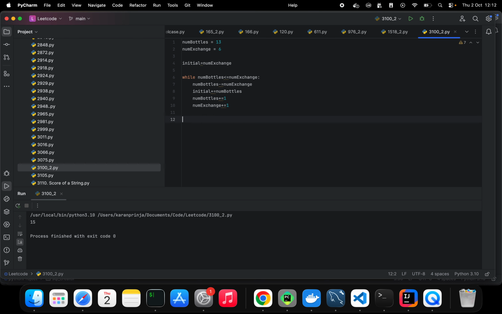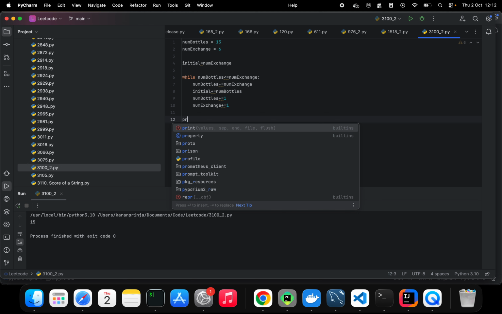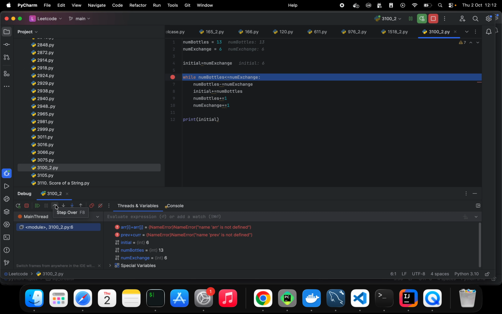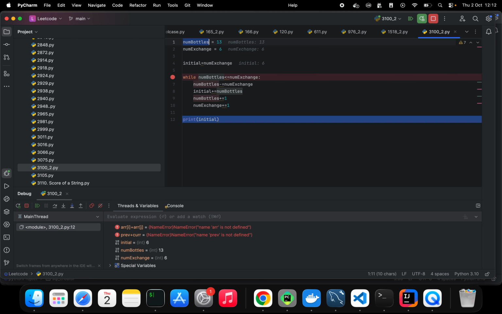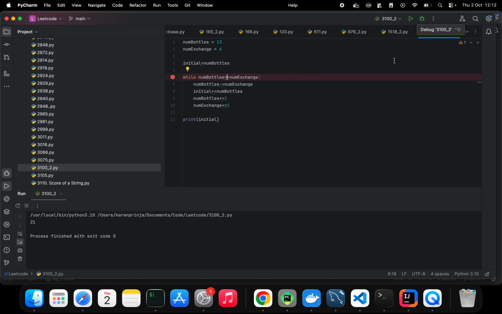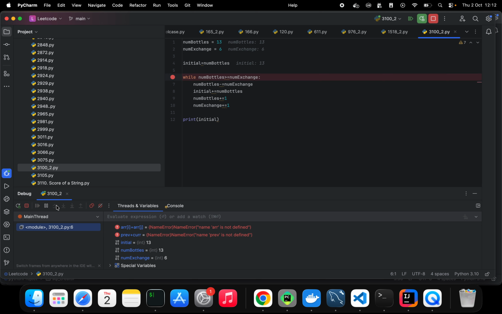Let's see. Wait, it's coming out. Okay, fine. I made a mistake, I guess. Oh, okay, I made a mistake. It gives 21, which is definitely the wrong answer. We have 13 and 6. It should be 13. Okay, let's try to debug this.